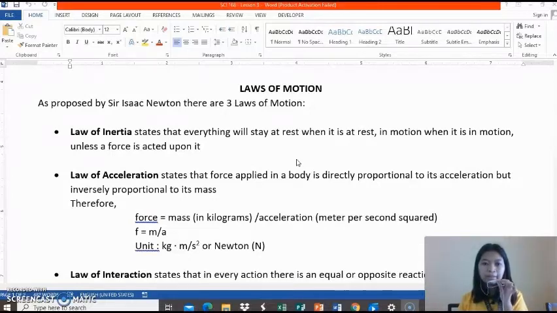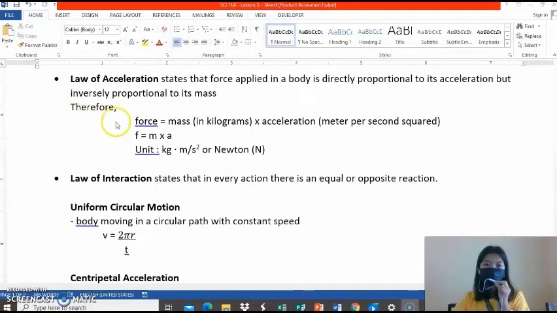The law of acceleration states that the force applied on a body is directly proportional to its acceleration but inversely proportional to its mass. Therefore, our formula will be force is equal to mass in kilograms multiplied by acceleration in meters per second squared. So F is equal to M multiplied by A. The unit will be kilogram meter per second squared, which is equivalent to Newton.